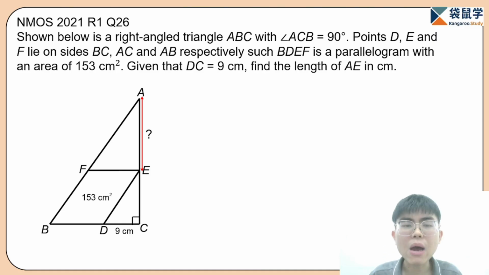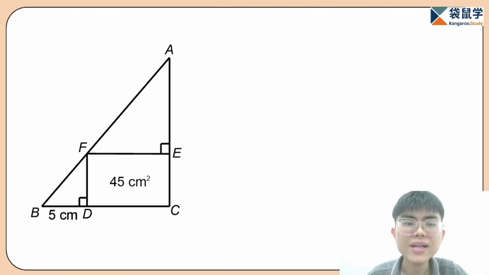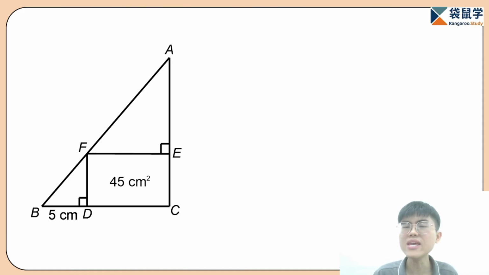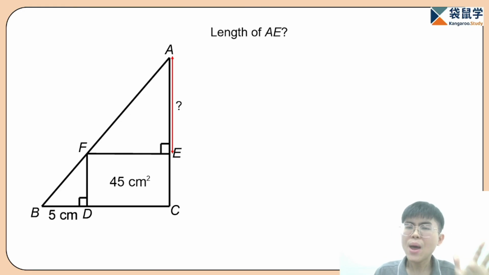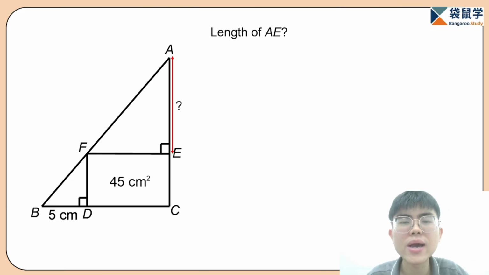No worries guys. Let me start with a simple example first. In this example, we are also given a similar triangle. But this time, instead of the area of a parallelogram, we have the area of the rectangle ECDF, which is 45 centimeters squared, and we know the length of BC, which is 5 centimeters. What we want to find is the length of AE. But again, how do we find it? We are given two pieces of information on two different shapes. So what if we try to unify them on just one single shape? Which means we'll need to construct our figure.